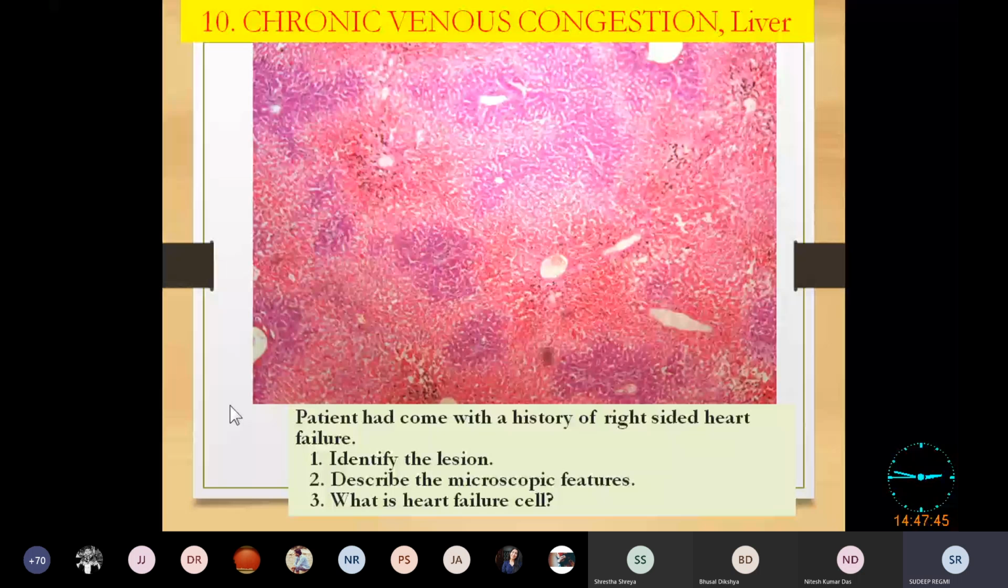What will RBCs liberate? Hemoglobin. And which pigment will hemoglobin have? Hemosiderin. They will be taken up by the macrophages. So hemosiderin-laden macrophages will be there. Those are known as heart failure cells.